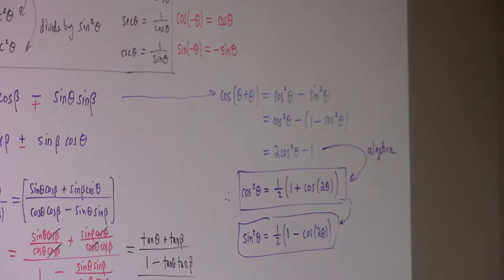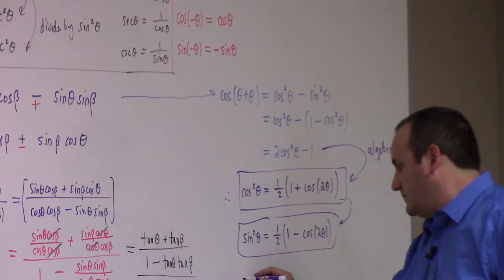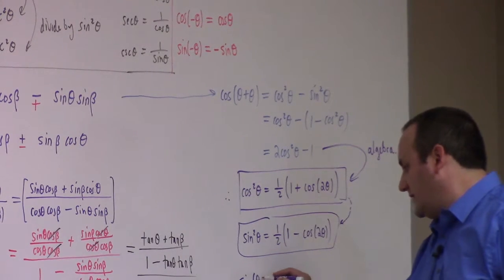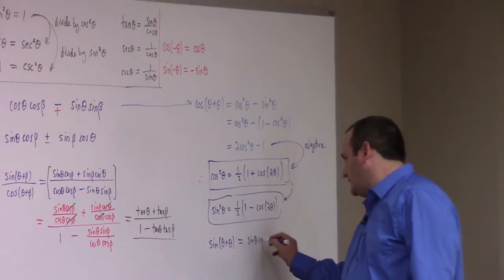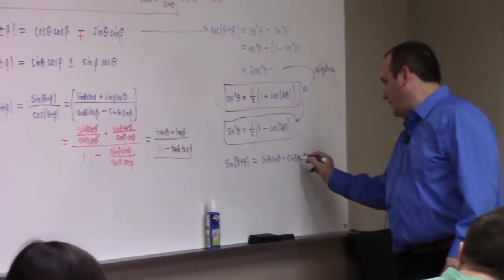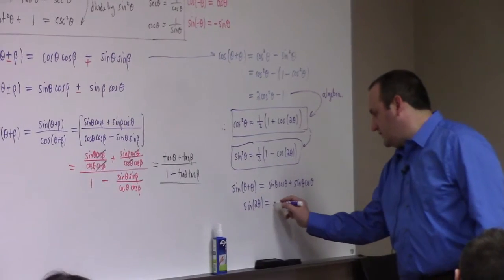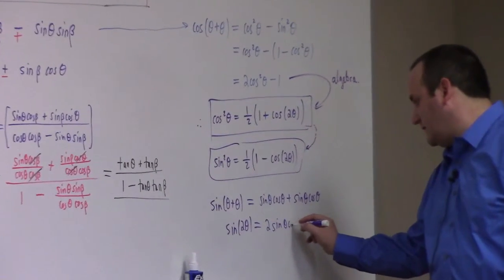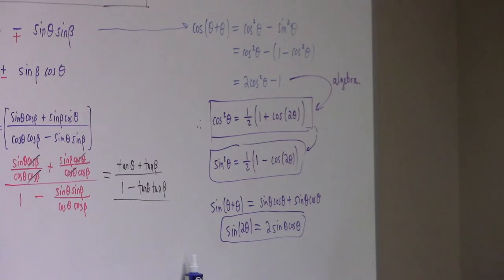What other identity do we sometimes use? How about this one? If I look at sine of theta plus theta, what do I get? Sine theta cosine theta plus sine theta cosine theta, which is what? Sine of 2 theta is 2 sine theta cosine theta, which is an important identity for physics. We use that to derive the range identity, for example.